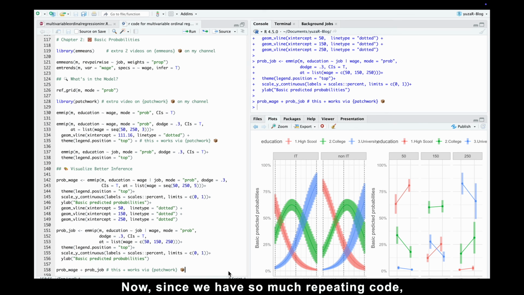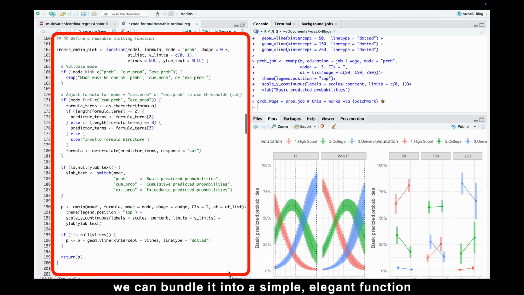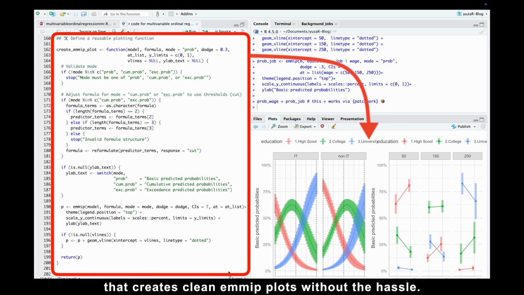Now, since we have so much repeating code, we can bundle it into a simple, elegant function that creates clean emmeans plots without the hassle.